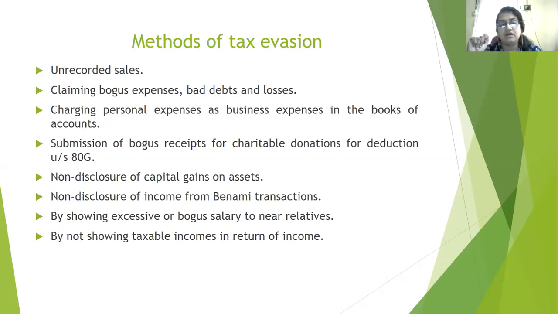Or it can be like non-disclosure of income from benami transactions. You do the transaction, but not in your name, but in someone else's name. It can be your spouse, your close friend, relatives, etc. Or by showing excessive or bogus salary to a near relative. We are familiar with this aspect. You might have come across the term salary to son or salary to your brother, which is unreasonable to the extent.